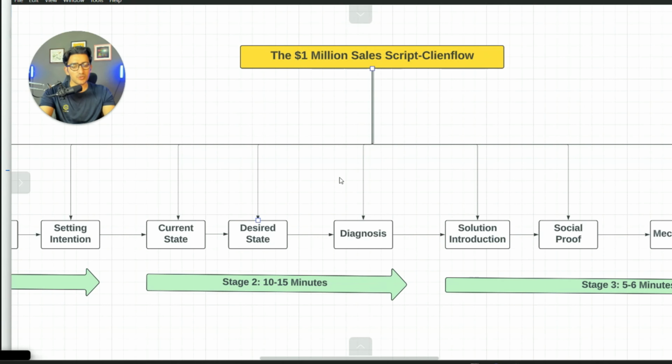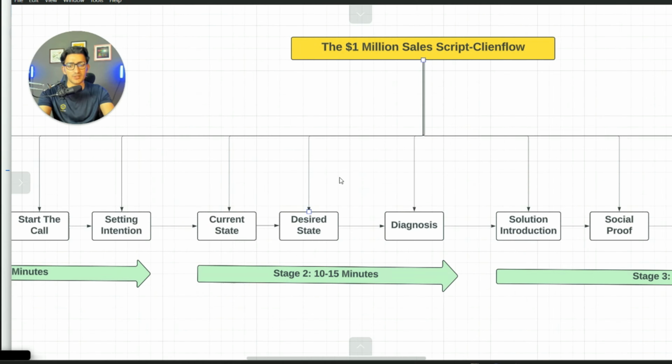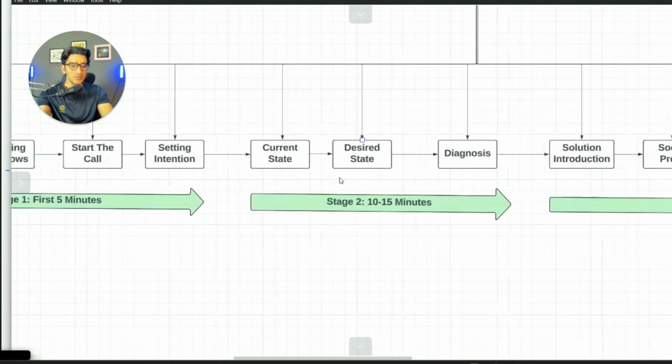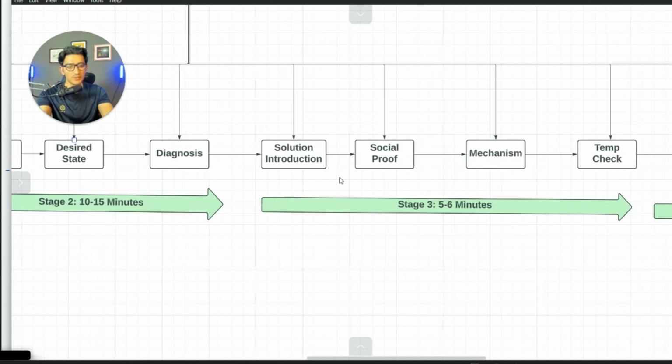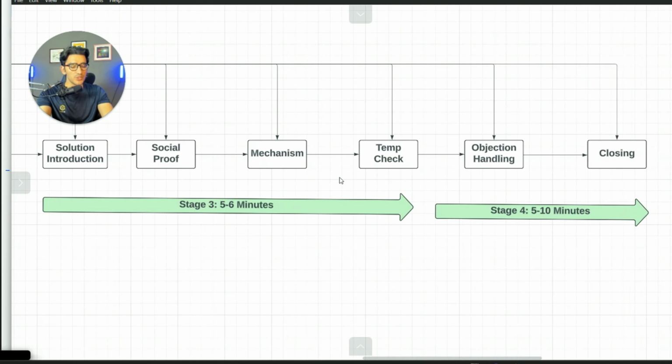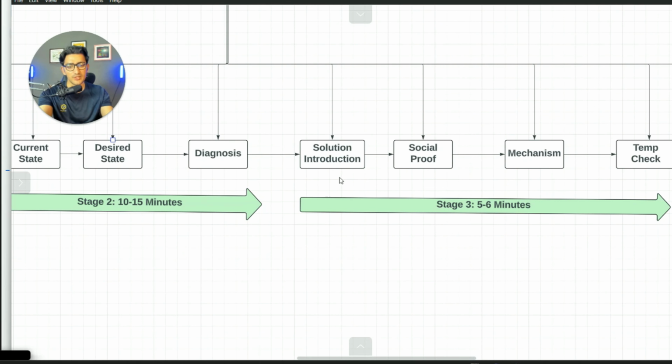And so the main concept for the script is simple. I've divided it into different phases. If you can see, there are different stages. Stage one is 5 minutes. Then we have stage two, which is 10 to 15 minutes. And then we have stage three, which is 5 to 6 minutes again. And then we have stage four, which is 5 to 10 minutes. And so, what is actually happening in these stages?